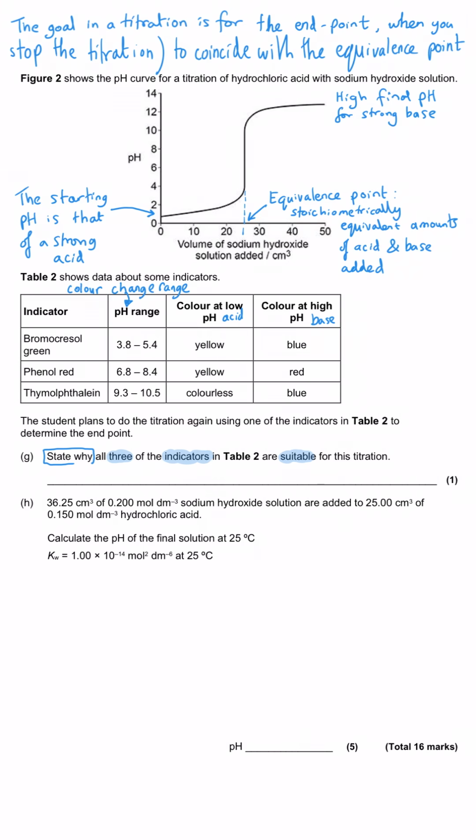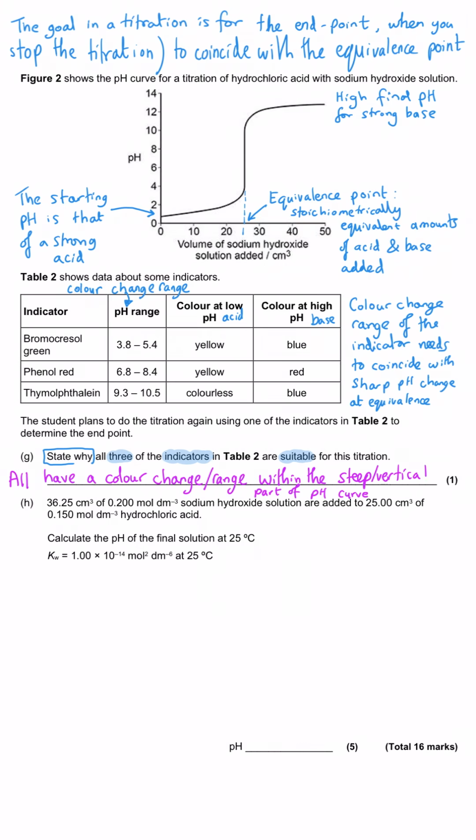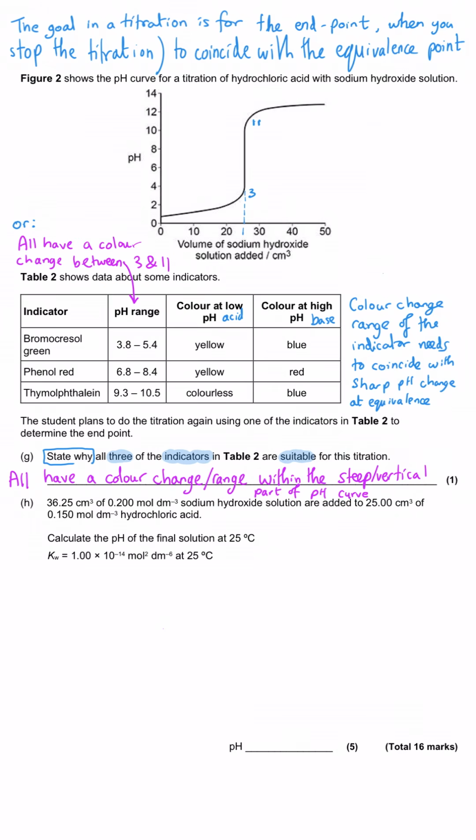And the suitability of an indicator is determined by whether it changes colour at that rapid pH change that occurs at the endpoint. And the answer must be that that is what they do. They all have their colour change, which coincides with this steep or vertical region of the titration curve. And we can prove that if we find their range on the graph. And so bromocresol green changes colour at pH 3.8, which is about here, up to about 5.4, which is around about here. So it's towards the bottom end of this vertical region, but it is still acceptable.